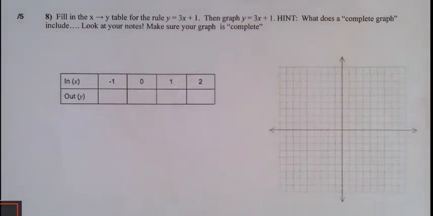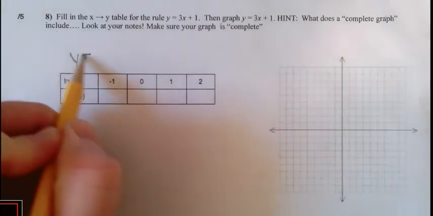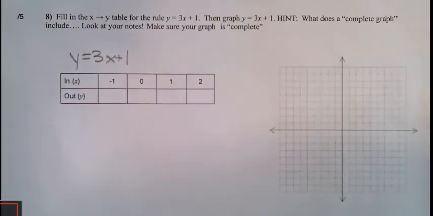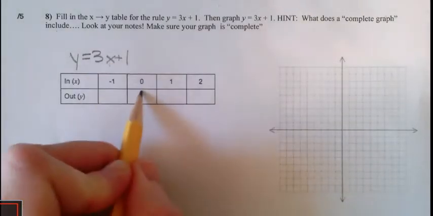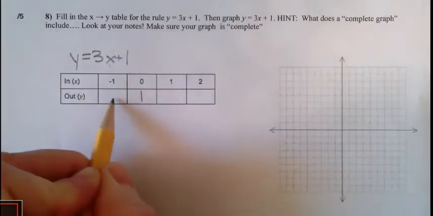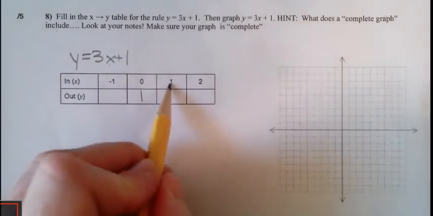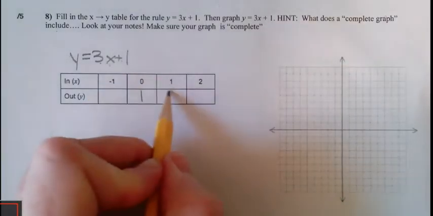All right, so let's first fill out this table. So we have y equals 3x plus 1. I like to start with 0. If I put a 0 in, I just get 1. I'm going to hold off on the negative since you guys don't like negatives so much. I'm going to plug the 1 in. 3 times 1 is 3, plus 1 is 4.